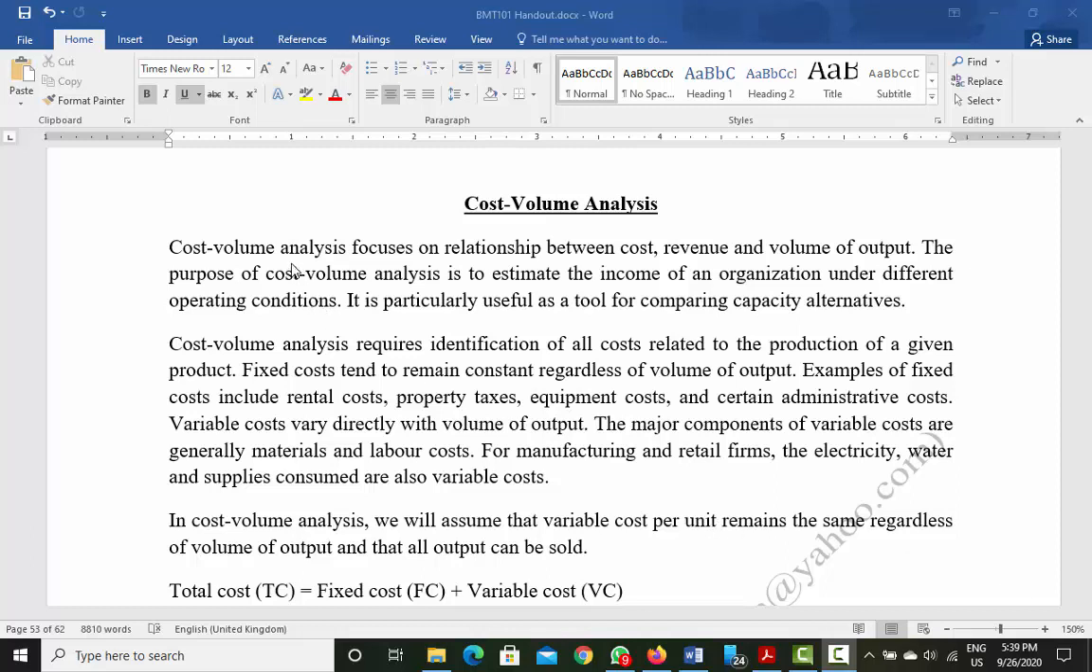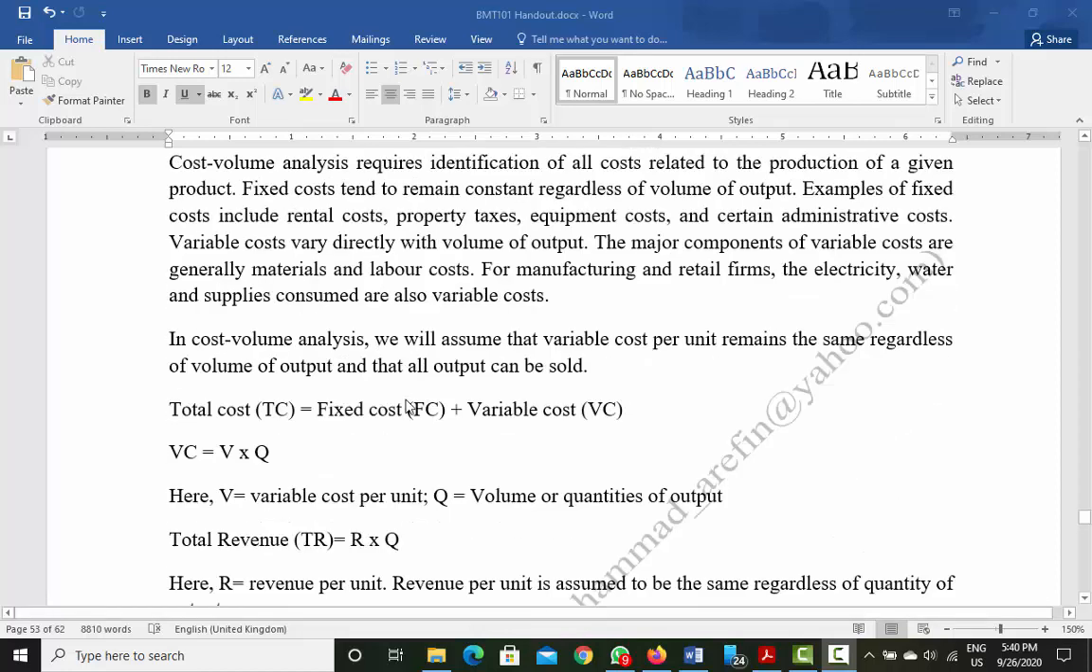So cost volume analysis focuses on the relationship between cost, revenue and volume of output. The purpose of cost volume analysis is to estimate the income of an organization under different operating conditions. It is particularly useful as a tool for comparing capacity alternatives. Let me not go into the details. Let me just focus on the formulas.